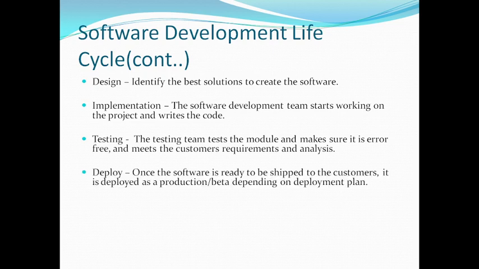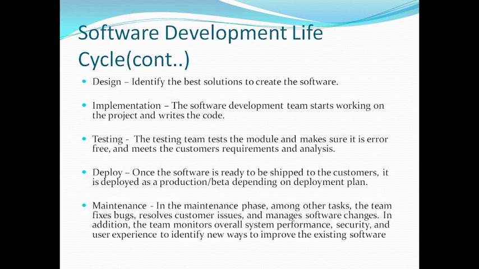Once the software is ready to be shipped to the customers, it is deployed as a production or beta depending on the deployment plan. Now, if you don't know what is production or beta, no need to worry. Here, in this phase, you only need to think that the software is given to the end users and it is deployed to the end customers. Once it is done, the next phase is maintenance.